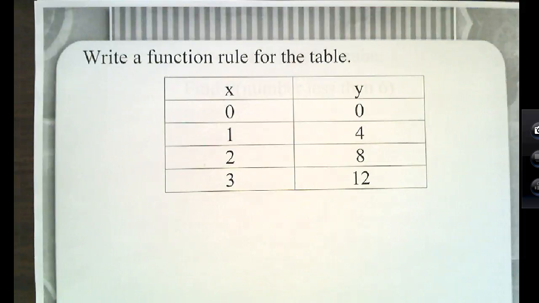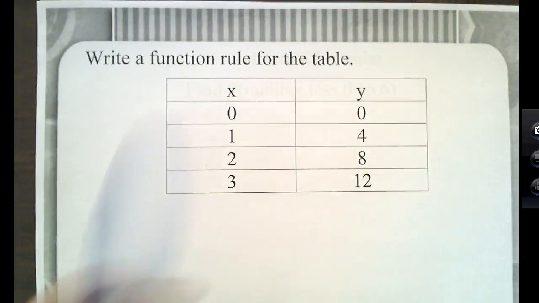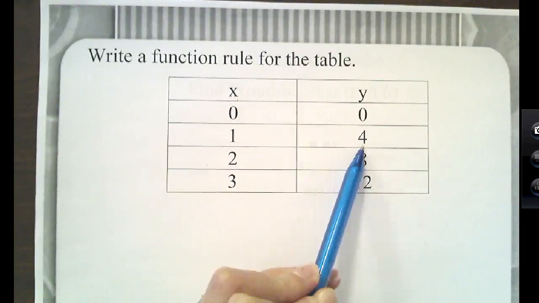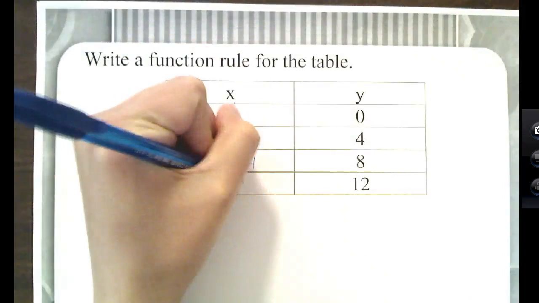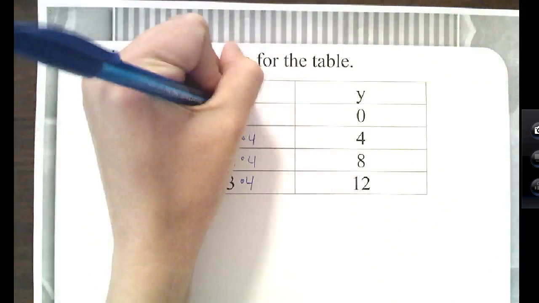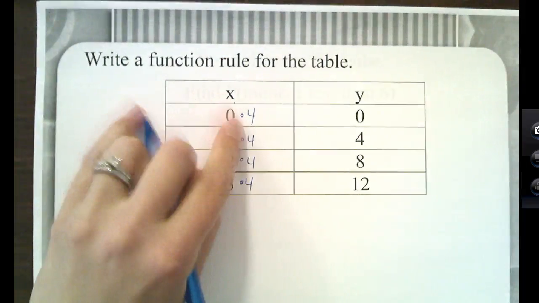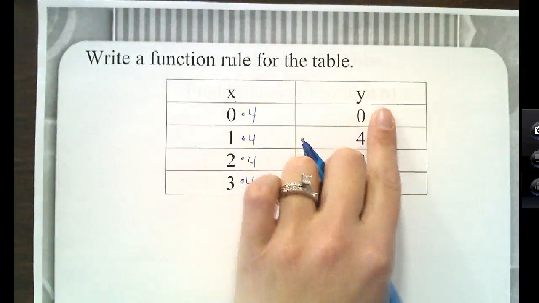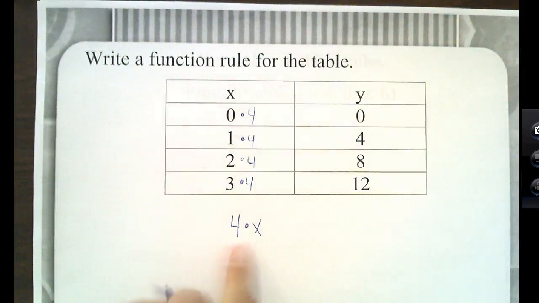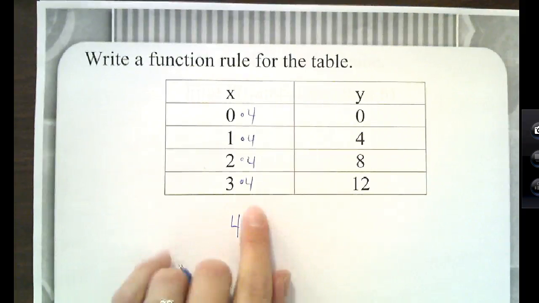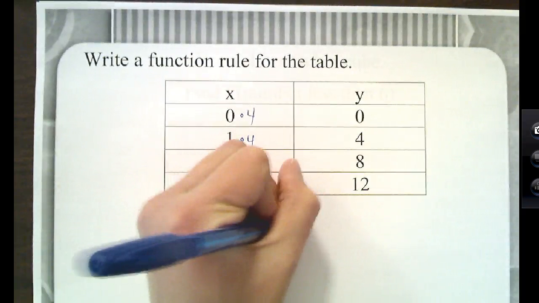So if you look at this table here, what do you notice you have to do to X each time to get Y? You have to multiply by 4, right? So each time, if you multiply X times 4, you get Y. So your function rule would be 4 times X, or a lot of people wrote 4X. So 4 multiplied by X is equal to Y.